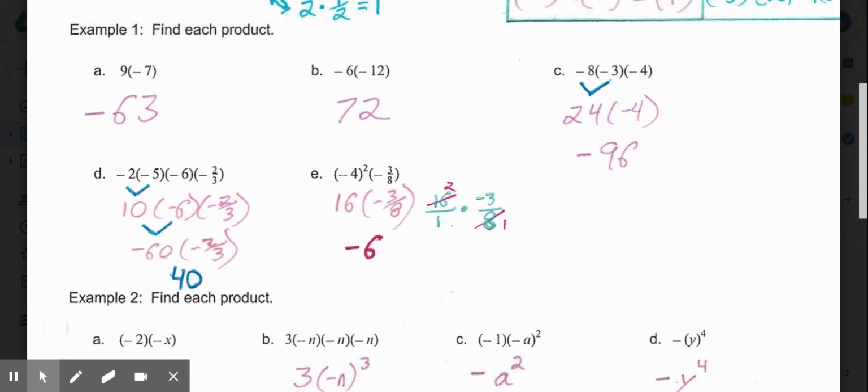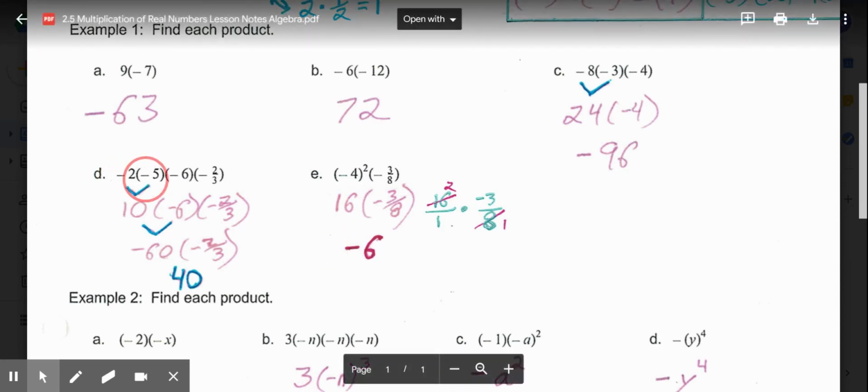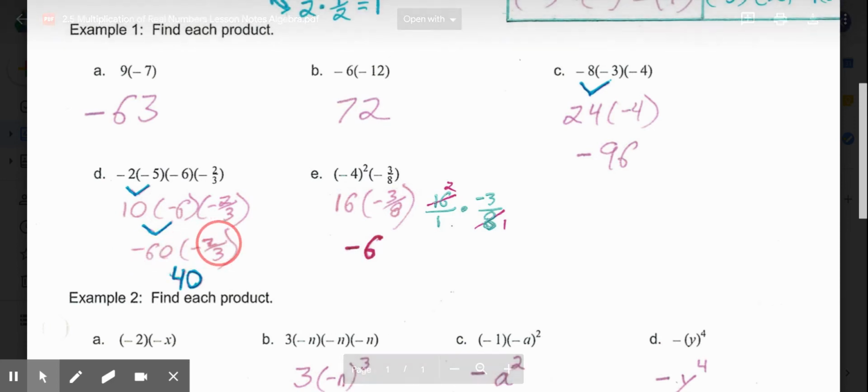In D, we have 4 different numbers being multiplied. So a negative 2 multiplied by a negative 5 is a positive 10, bringing down what we didn't use. Positive 10 multiplied by a negative 6, as we work left to right, is a negative 60. Bring down the negative 2/3. Negative 60 multiplied by a negative 2/3 is a positive 40.